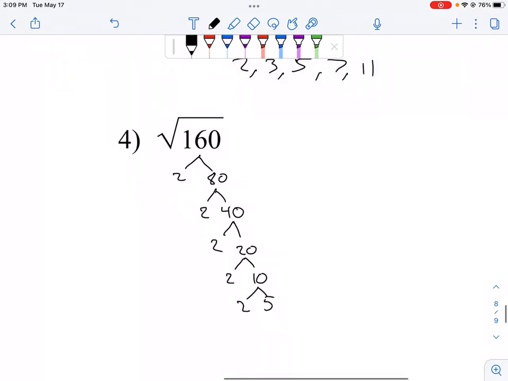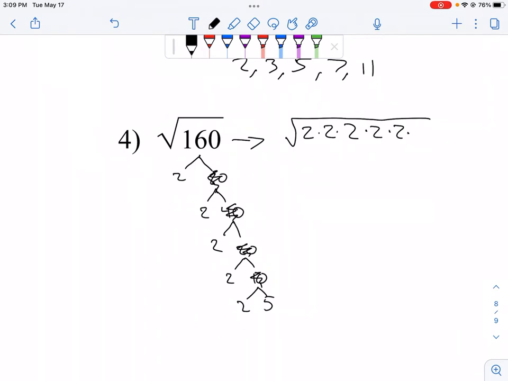So my prime factors, I used 80 up to make 40, I used 40 up to make 2 and 20, 20 to use 2 and 10, 10 to use 2 and 5. So my prime factors of 160 are 2, 2, 2, 2, 2, 5.